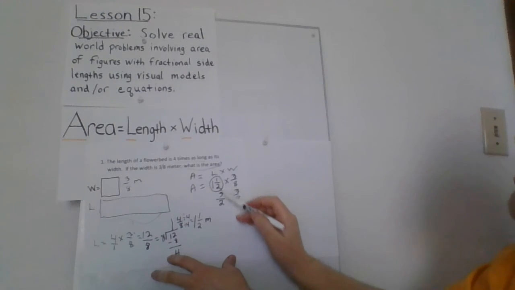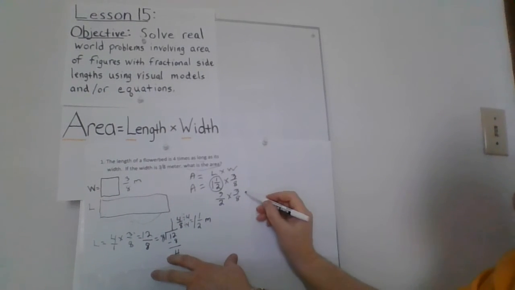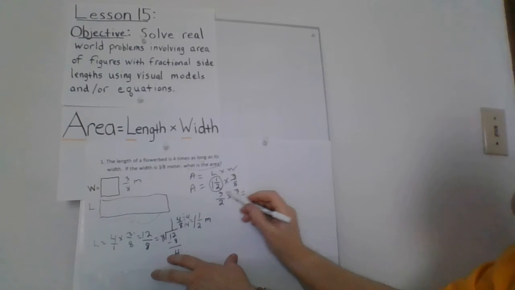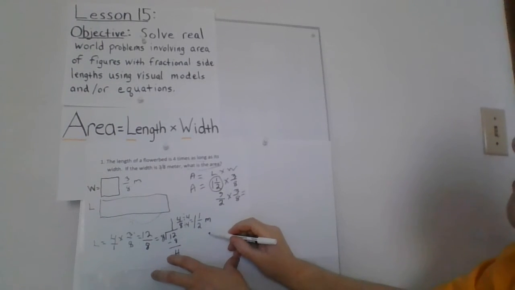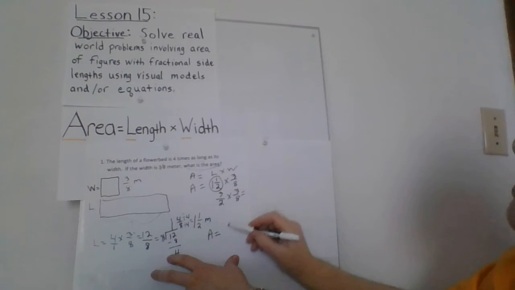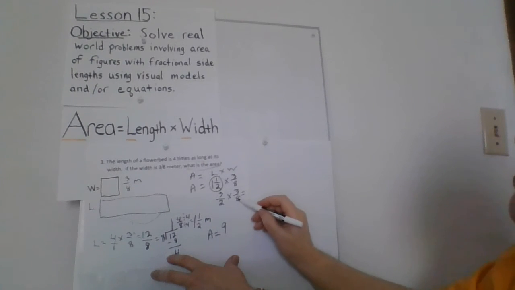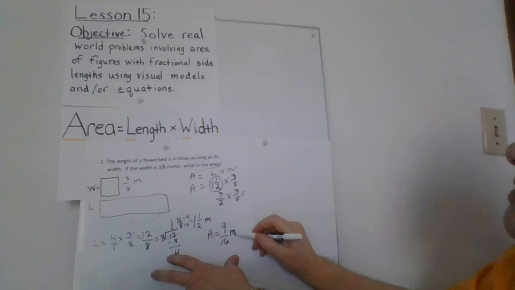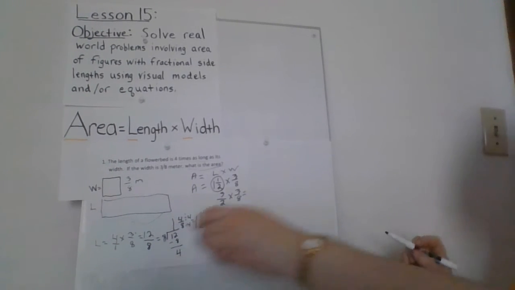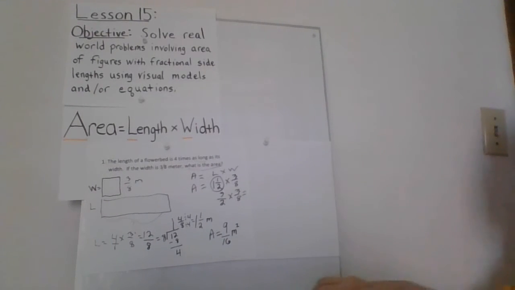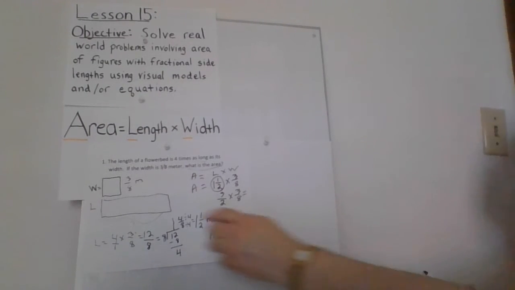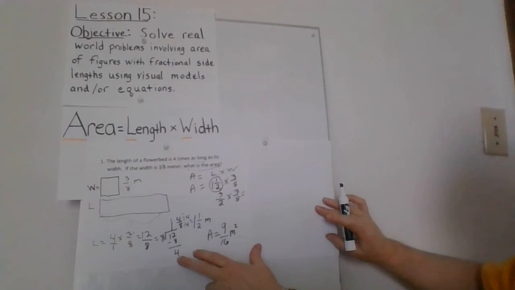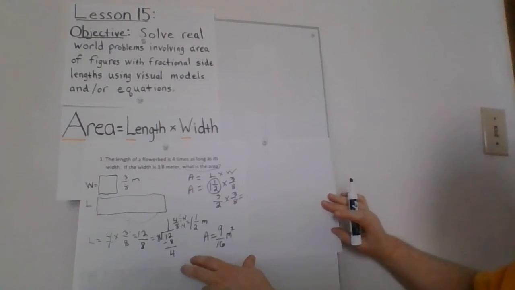So I changed this mixed number into an improper fraction. Now I'm left with numerator times numerator, so 3 times 3. My area is equal to 3 times 3, which is 9. 2 times 8 is 16. So my area is 9/16 meters squared. Now, this is how we solved it using the equation. Now that we know the length and the width, I could have also solved it using an area model.